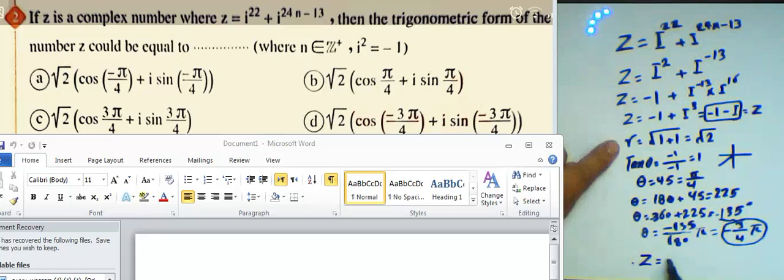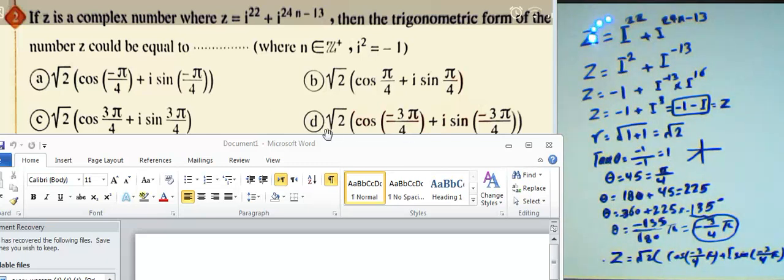Write R first, root 2, multiplied by cosine of negative 3/4 pi, plus i multiplied by sine of this angle, negative 3/4 of pi. Choose letter B. This is the result for question number 2.